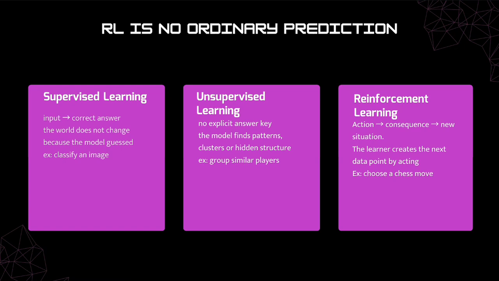A simple way to say this is that supervised learning learns from answers, unsupervised learning learns from structure, and reinforcement learning learns from taking actions and the rewards it gets from taking those actions.